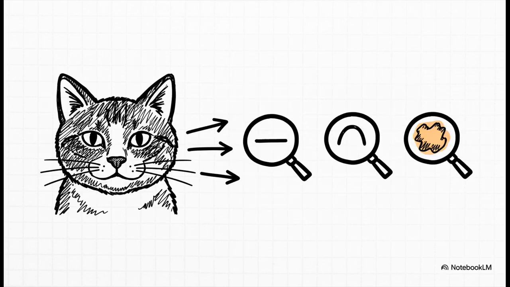So let's imagine that first hidden layer. Think of it like a team of super focused specialists. Each little neuron has just one very simple job. One is looking for horizontal lines. Another is looking for a specific curve. A third is just looking for a patch of orange fur. That's it. They don't see the whole cat. Not yet. They just see these tiny, basic pieces.